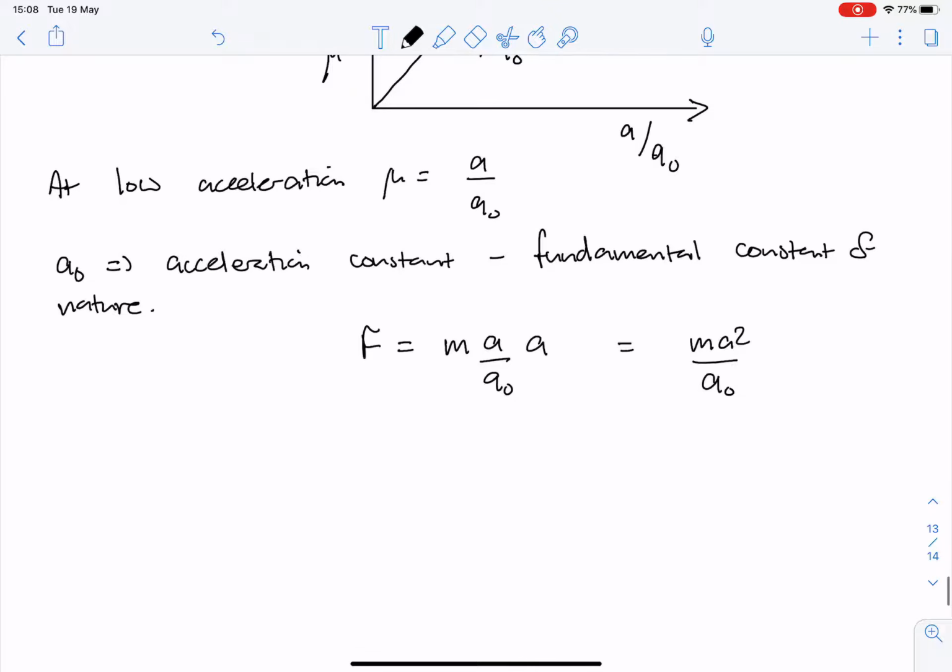For low accelerations, out in the distant regions of galaxies, I can write the following. I can write that the force is equal to GMm over r squared. It's the gravitational attraction between the two points. It's very low acceleration, very low force, is equal to ma squared over a0.